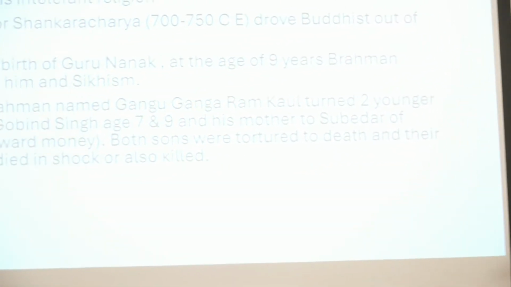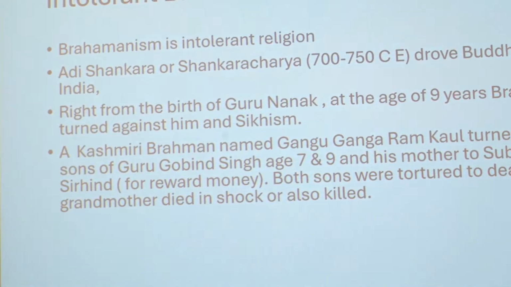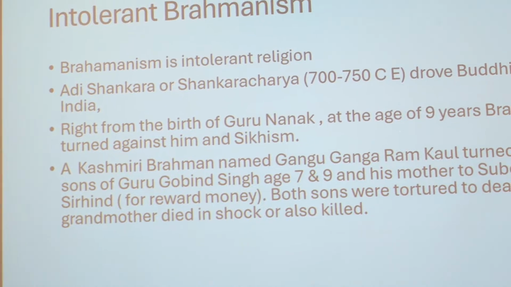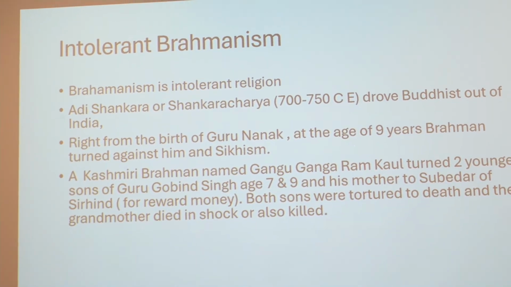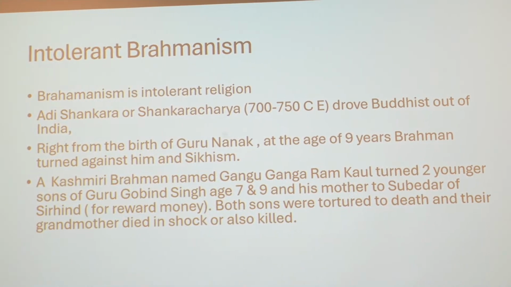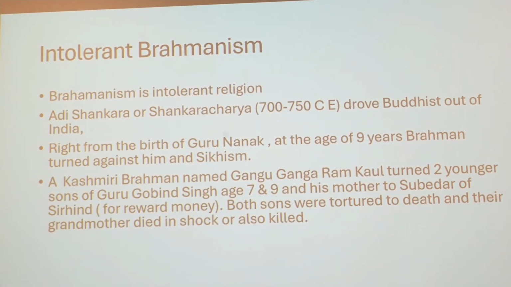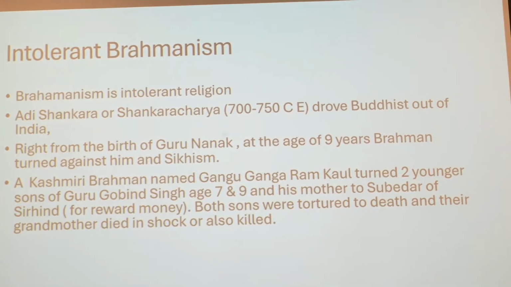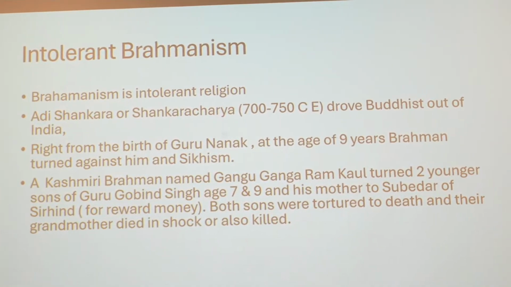The reason for this Sikh genocide is that Brahmanism has been a very intolerant religion. Anything which affects their livelihood, they don't tolerate. In 700 to 750, there was Adi Shankara, or Shankaracharya, supposedly a Brahmin king of Bengal. He was very successful in driving all the Buddhists out of India.